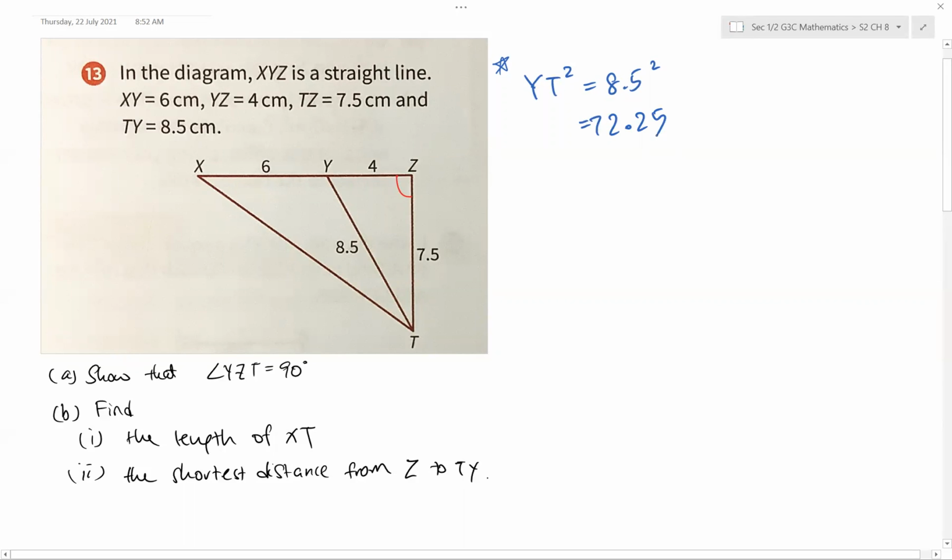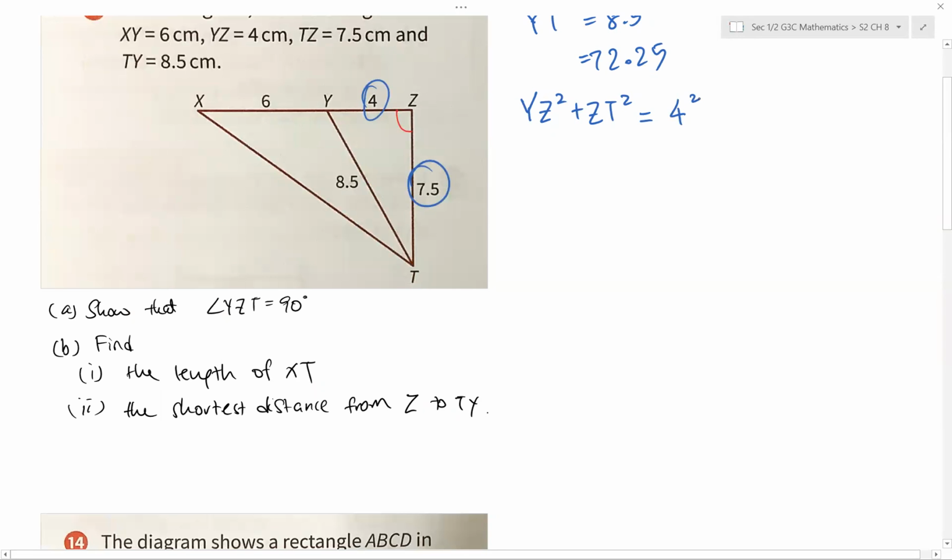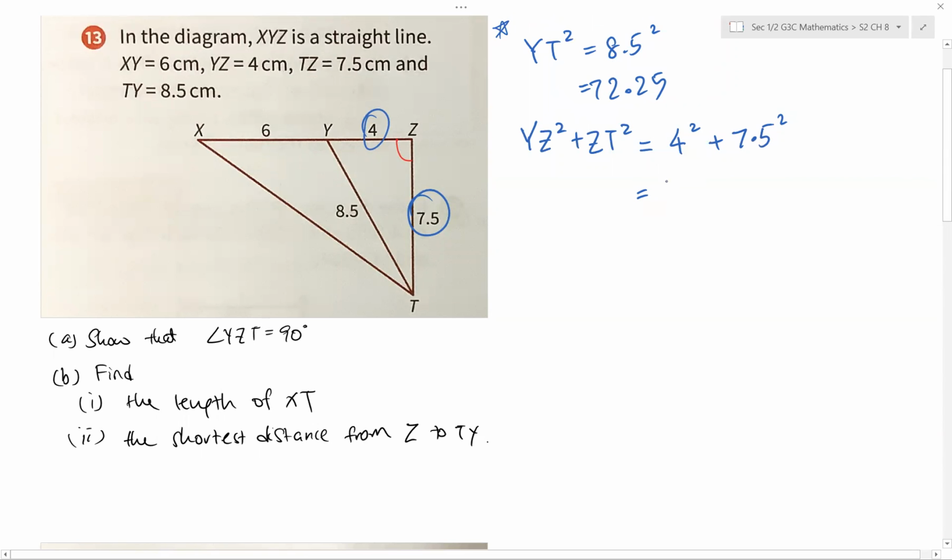We want to compare this value with the sum of the squares of the 2 shorter sides, meaning our 4 and 7.5. So let's write it down. YZ square plus ZT square. You are trying to add up the sum of the squares of the 2 shorter sides. So 4 square plus 7.5 square. And then you get 72.25 again.